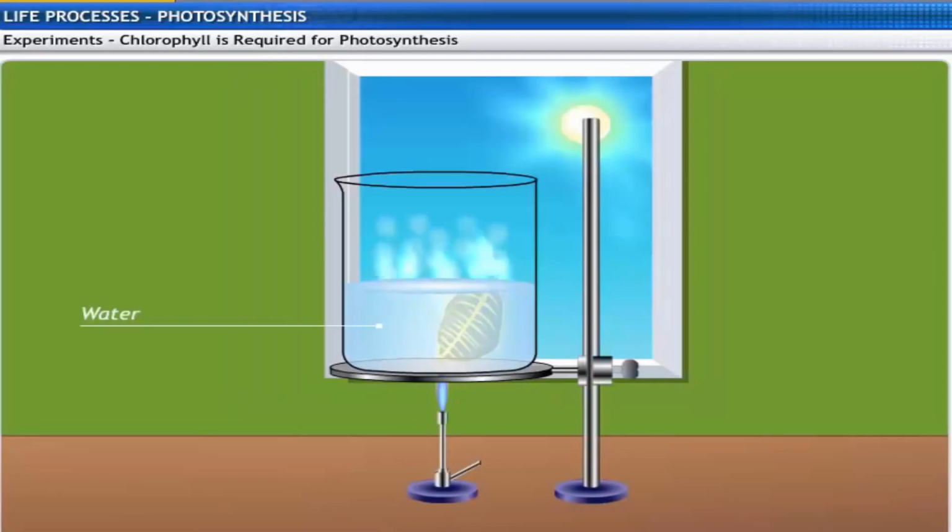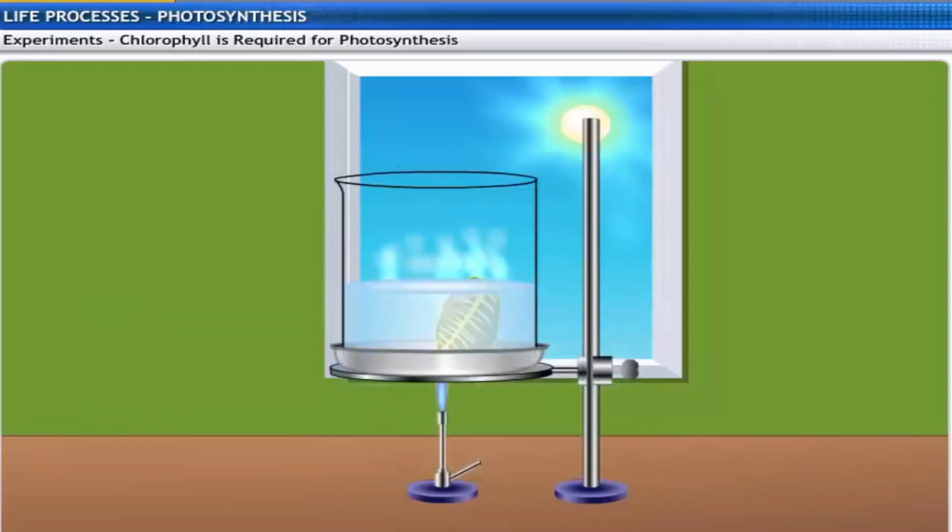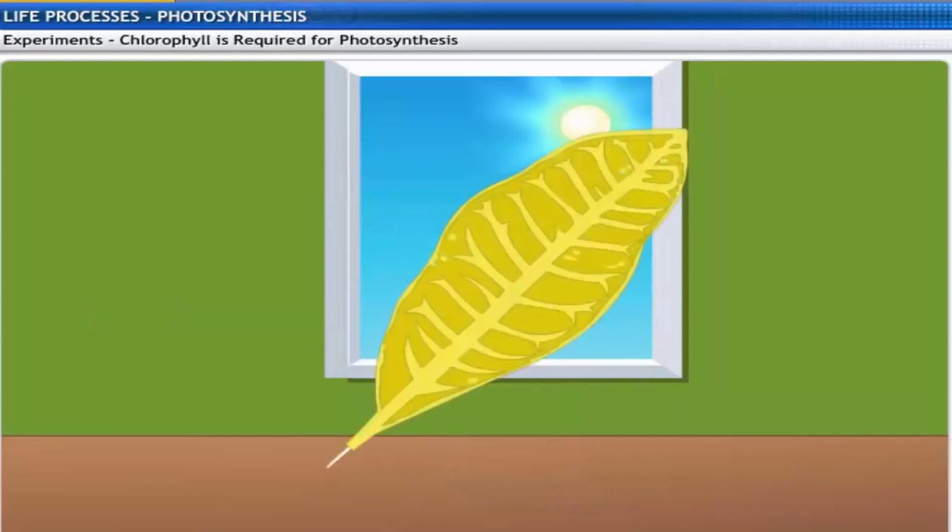Now, dip the leaf in boiling water for a few minutes. This process destroys all the enzymes in the leaf and stops any further chemical changes from taking place. After boiling, immerse the leaf in a beaker of alcohol. Place the beaker in a water bath and heat it till the alcohol begins to boil. You will see that the leaf becomes colorless as it loses its chlorophyll.